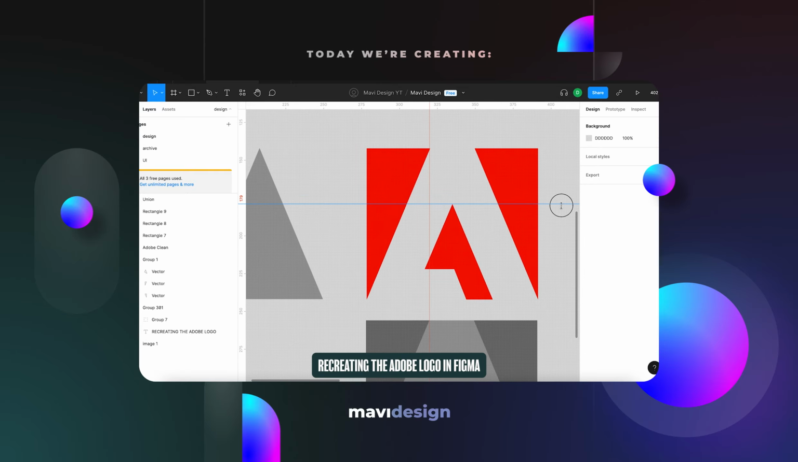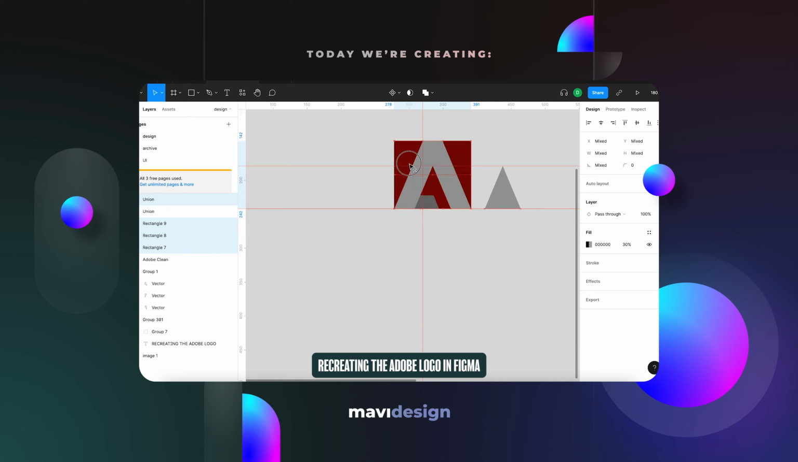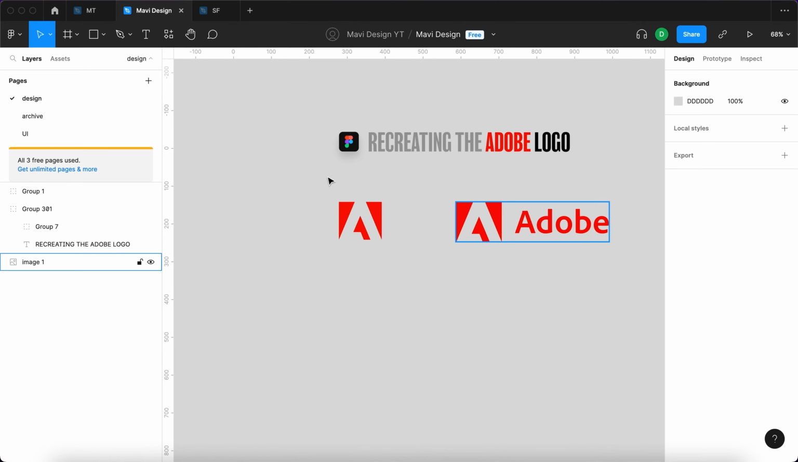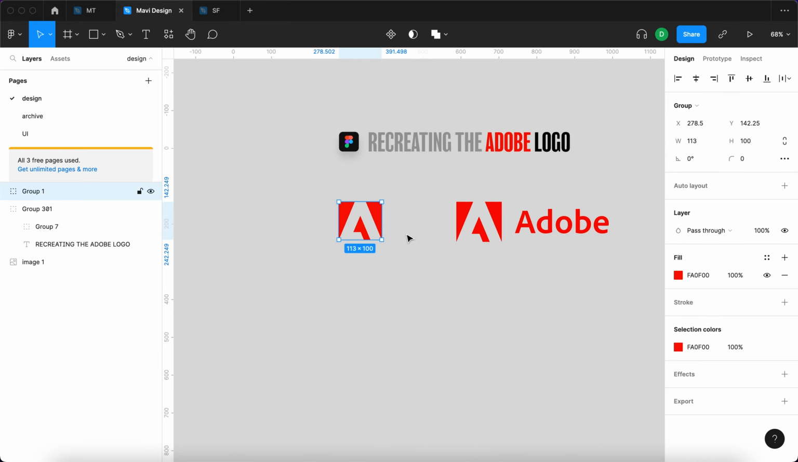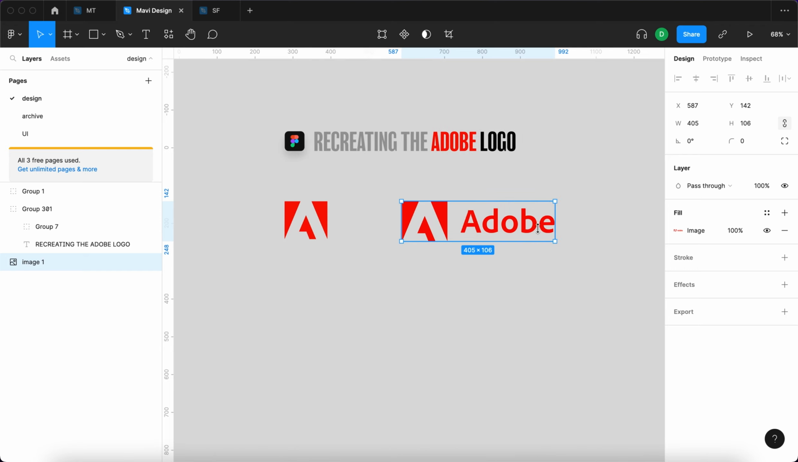Hi everyone, in this video we're going to take a look at recreating the Adobe logo in Figma. So here we have two objects that I downloaded from Adobe's website. We have the icon, the Adobe logo mark, and here we have the full logo including the logo type.